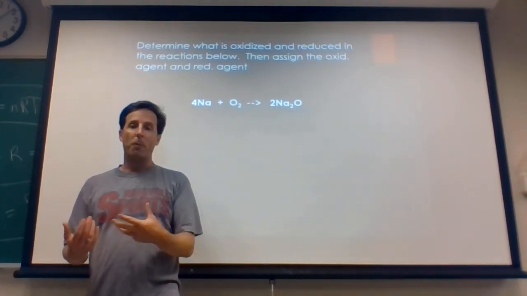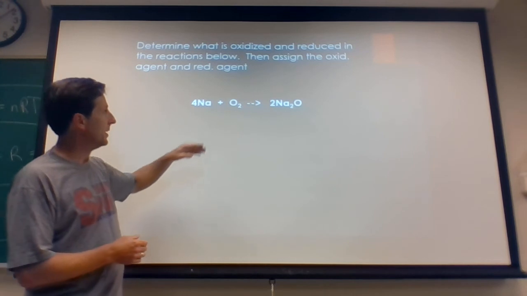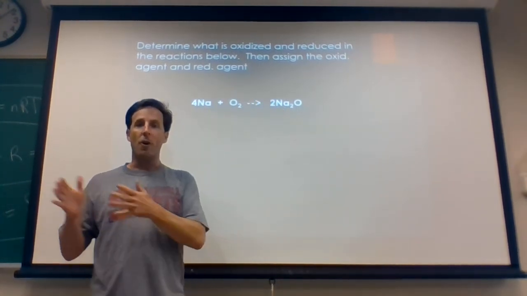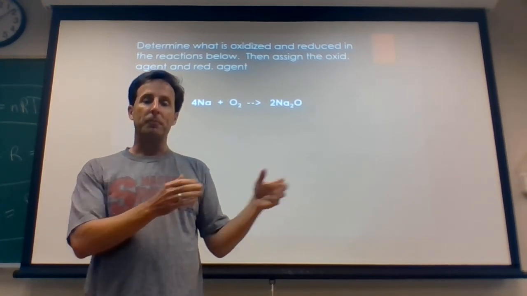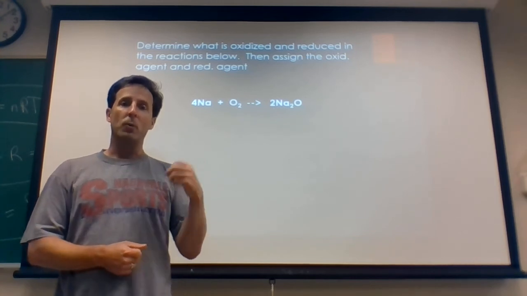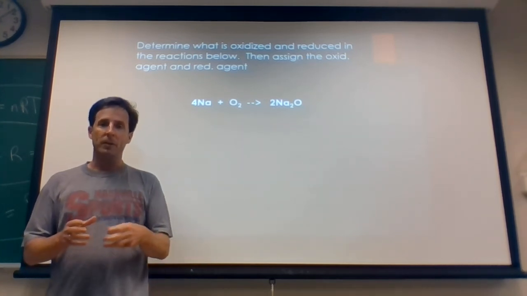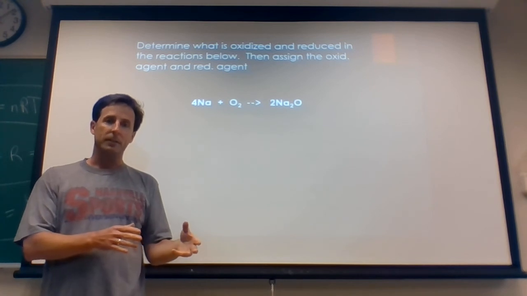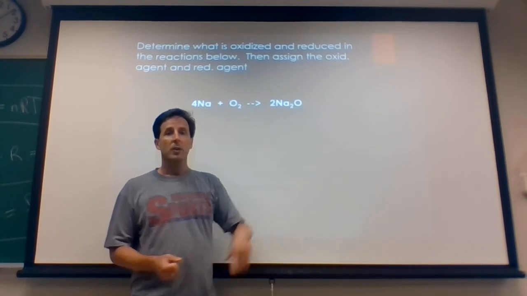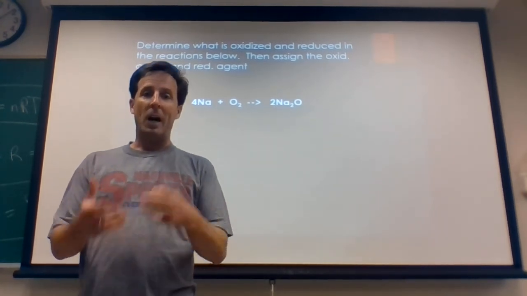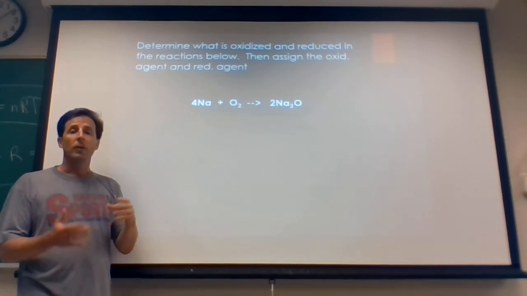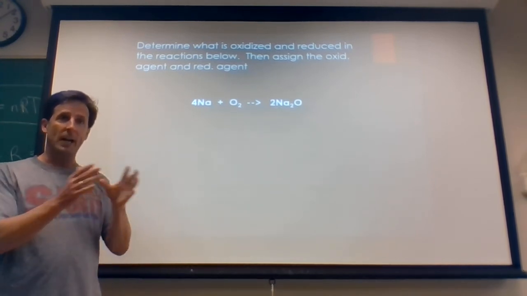If I look at the overall process, sodium went from an initial charge of 0 to a final charge of +1. Its charge went up as I moved to the right. If the charge goes up, that means it lost electrons. Sodium was oxidized. The element sodium was oxidized in this reaction. The oxygen went from 0 to -2, so the element oxygen was reduced in this reaction. That's assigning what element's being oxidized and reduced.